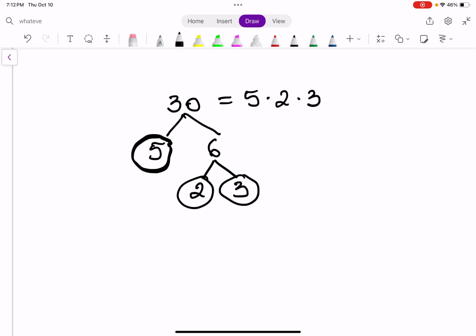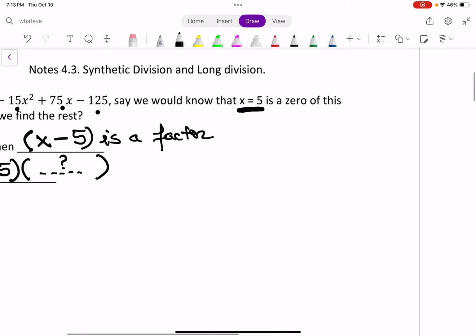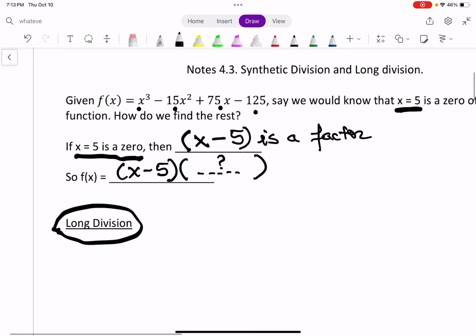Yes. So therefore, again, if you would have thought, oh, 30 is 3 times 10, great. 3 has no other factors but 1 and itself. However, 10 can be broken into 2 times 5. So therefore, 30 is 3 times 2 times 5. So the same 3 factors, the order doesn't matter, right? So that's exactly what we're going to try to do with polynomials, right? Chip away one factor at a time.